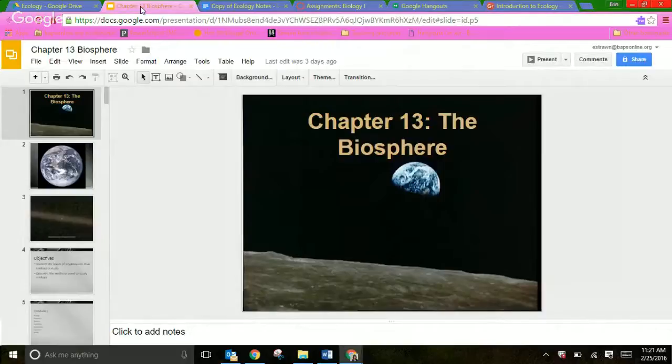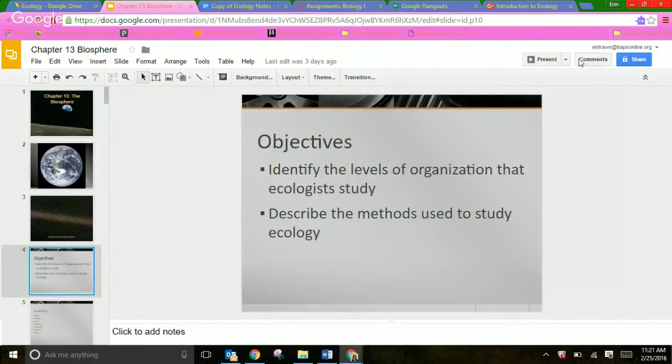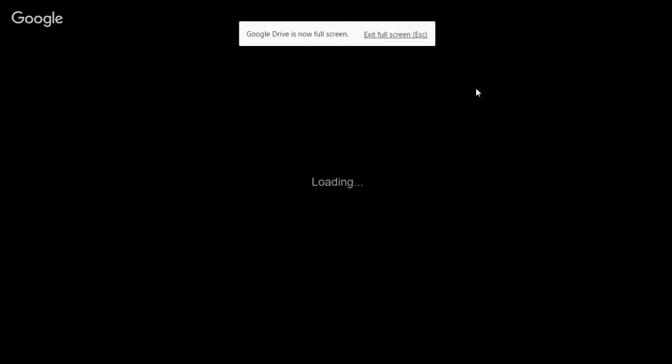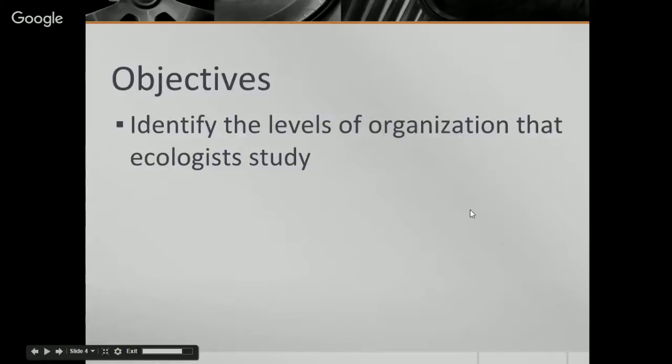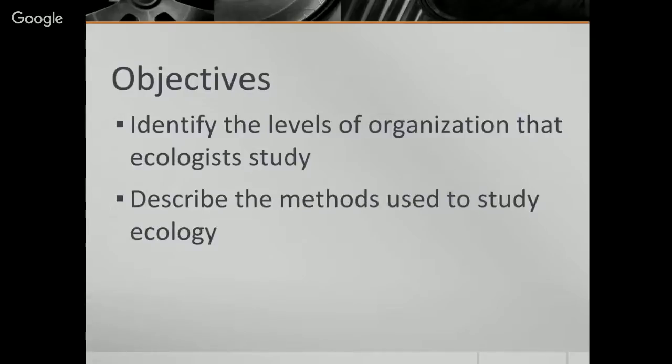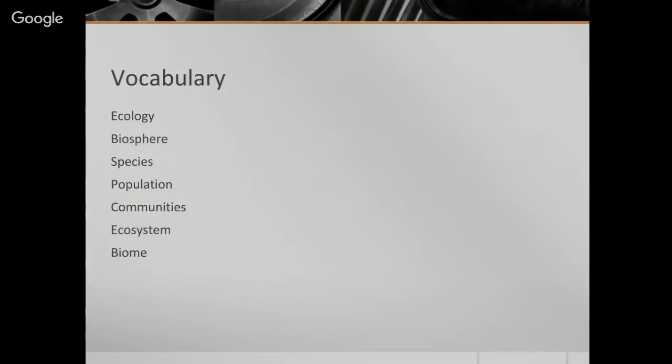What we started on Monday was Chapter 13, the biosphere. And the first thing we're going to talk about is the objectives of this lesson. The first thing is we want to identify the levels of organization that ecologists study. And then we want to describe the methods used to study ecology. So here's your vocab. And again, this is all in the document that is available for you on Canvas. You can download it and look at your notes.